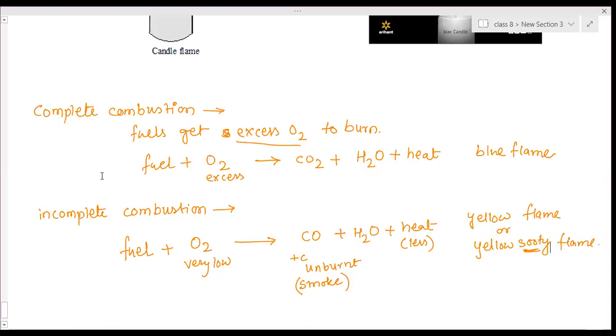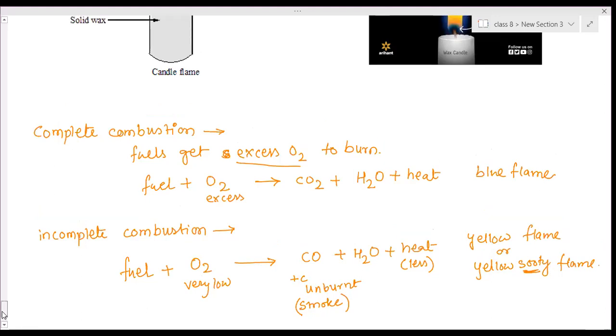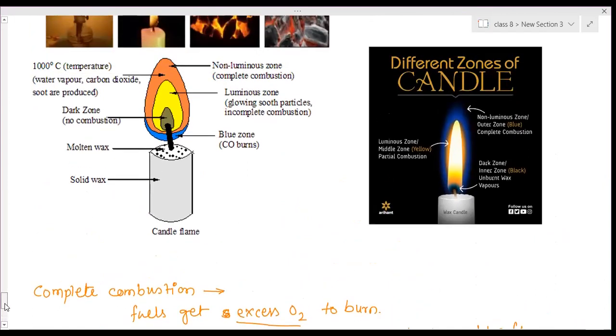Yes, ma'am. We have seen that whenever LPG burns, it always burns with a blue flame. That means complete combustion takes place. When you see a yellow flame, that means incomplete combustion is going on, because the fuel is not able to get sufficient oxygen. Clear? The same complete and incomplete combustion is seen in the different layers of a candle.